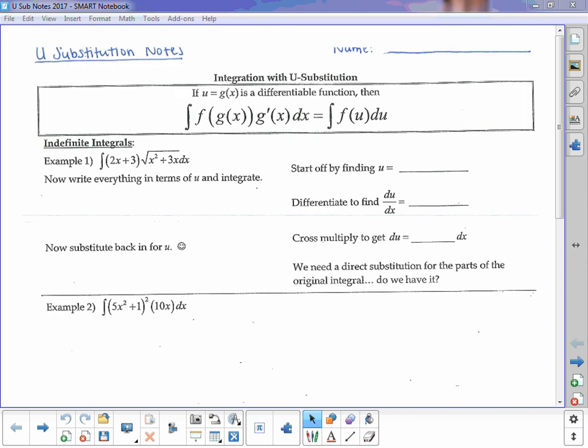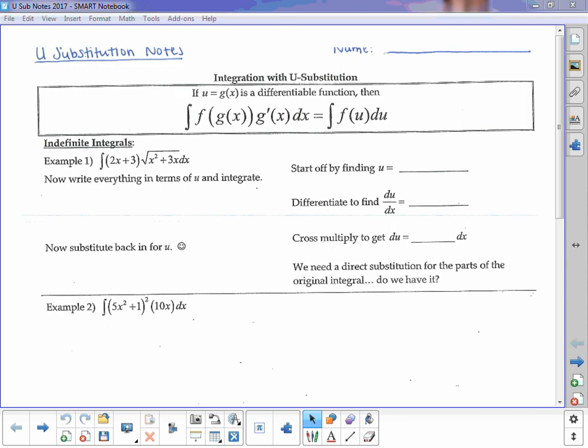U substitution. So U substitution is a pretty important topic in calculus. So far we've only been dealing with integrals where we have kind of a basic polynomial, like x to the 5th or 2/3 x to the 1/2 minus x squared. We haven't had a function inside another function. And we talked about how we don't have a product rule and quotient rule.